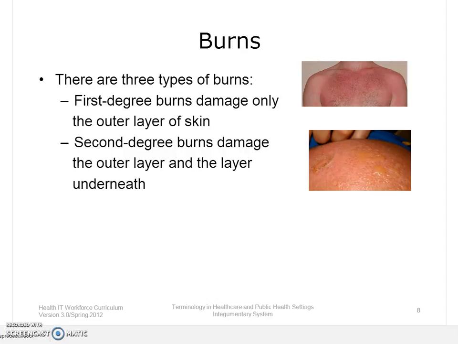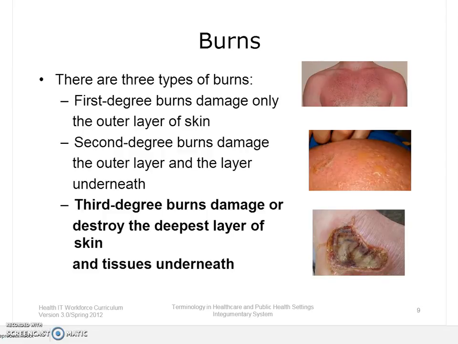Second-degree burns damage the outer layer and the layer beneath it. These burns are also referred to as partial thickness burns. Second-degree burns are sometimes further described as superficial, involving the more superficial part of the dermis, or deep, involving the superficial and deep parts of the dermis. Second-degree burns are pink or red, swollen, and painful, and they develop blisters that may ooze a clear fluid. The burned area may blanch or whiten when touched.